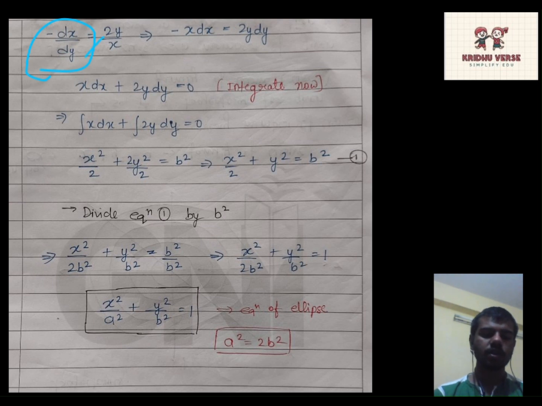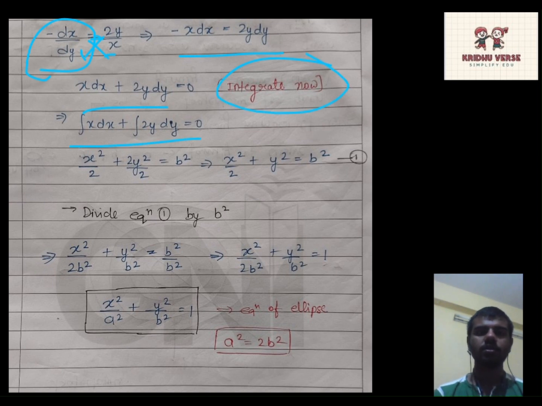Now we will cross multiply it. After cross multiplying, what do we get? Minus x dx equal to 2y dy. Now this 2y dy we take to the other side. So that will be x dx plus 2y dy equal to 0. Now this equation we have to integrate. So now we are integrating this.